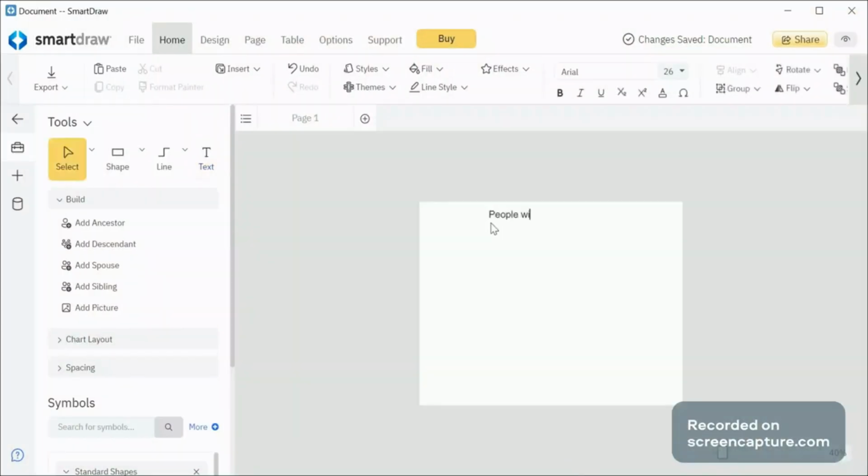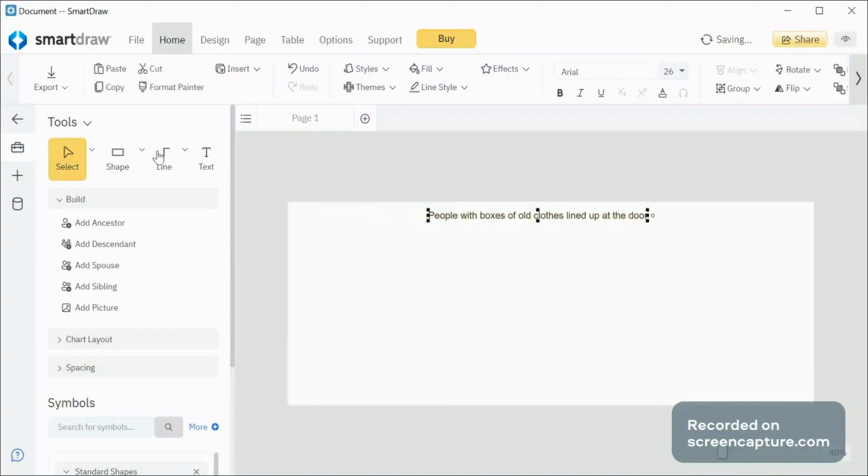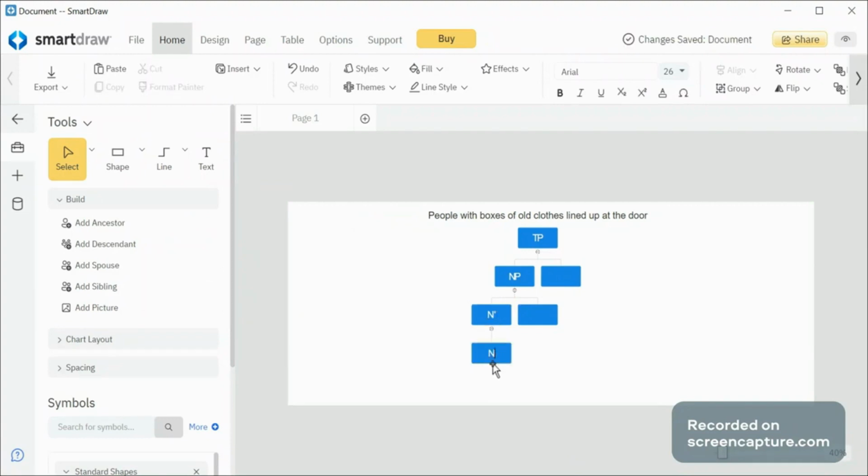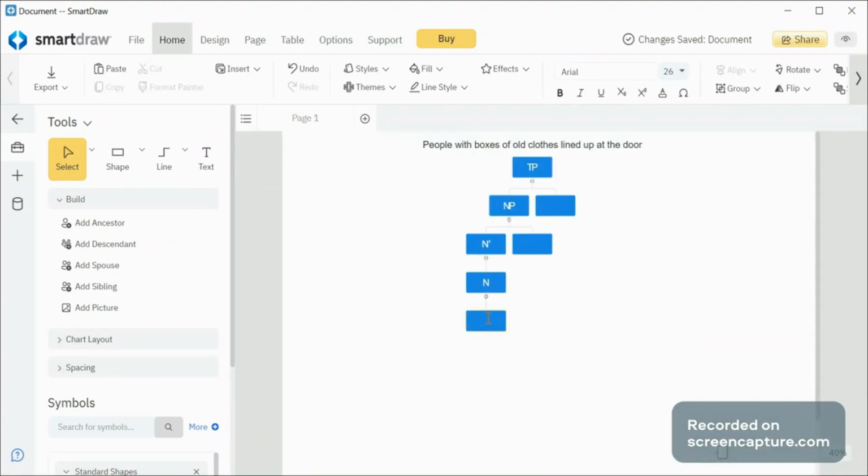The second sentence is: people with boxes of old clothes lined up at the door. First, we start with the entire sentence structure, which we call tense phrase. Tense phrase splits into noun phrase and verb phrase. Let's tackle the noun phrase branch first. The noun phrase splits into two segments, N bar and prepositional phrase.